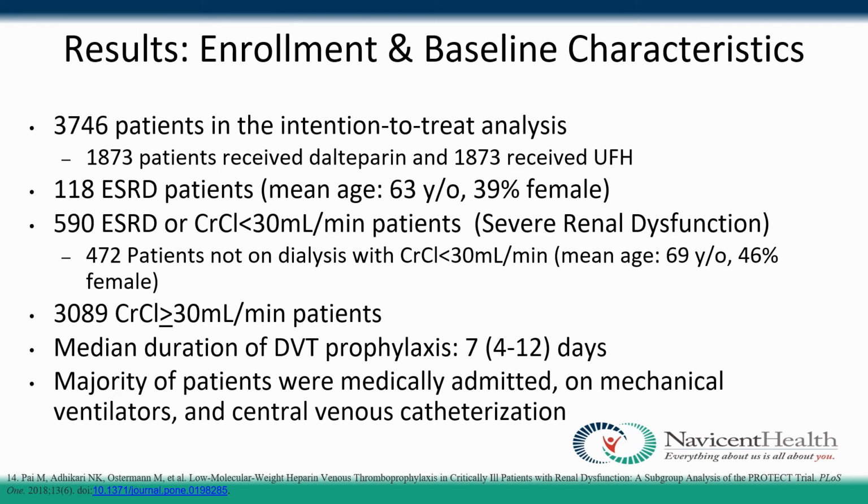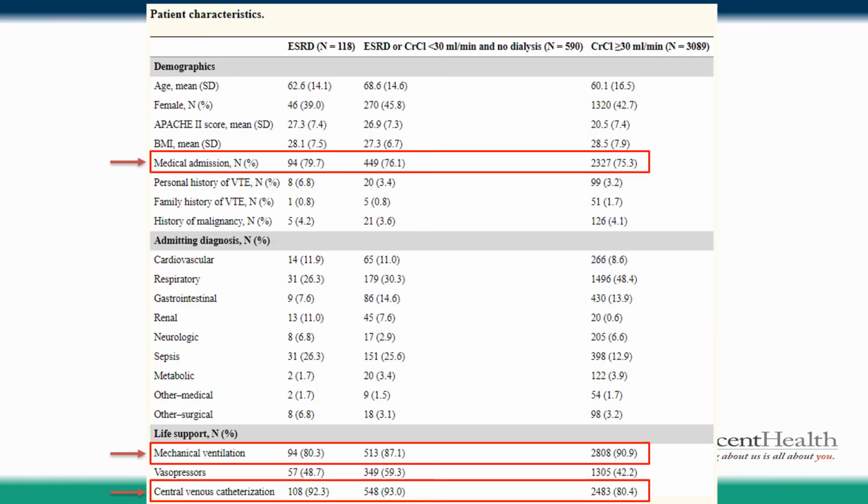And so the median duration of DVT prophylaxis was 7 days. 4 to 12 days was the range. And then majority of the patients were medically admitted on mechanical ventilators and central venous catheterization. Here's a table in the article where it lists the patient's characteristics. I've highlighted the ones that I mentioned. So majority of the patients were medically admitted, were on mechanical ventilator and central venous catheterized. So those were the three that I've noticed that were similar with the patients.